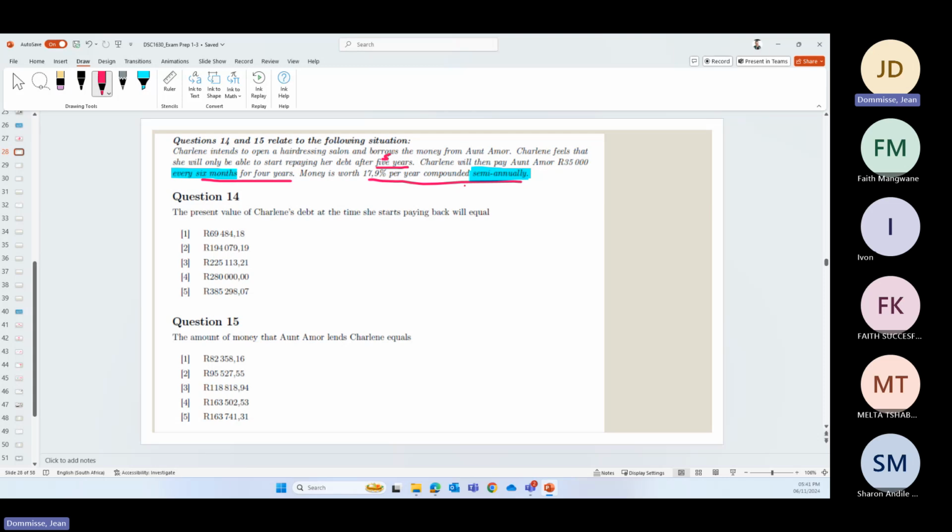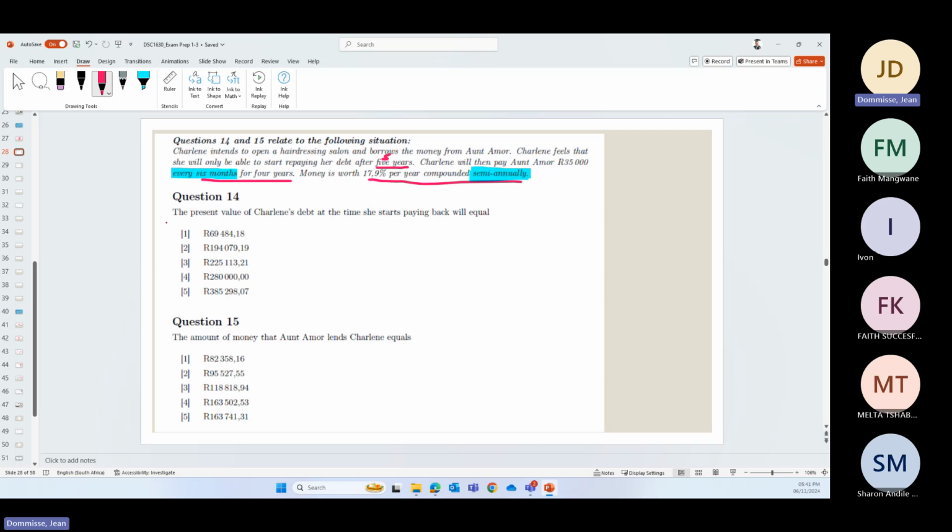So sometimes they do put this in just trying to confuse us. Sometimes the same with quarterly. They might say every 3 months, or they might say quarterly. So those are just the things that one needs to look out for.